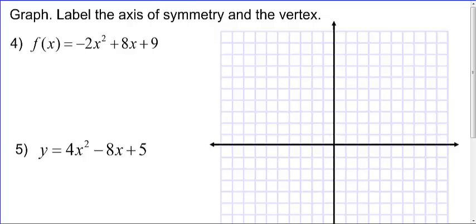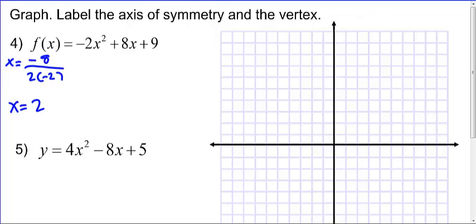Onward. All right, let's take a look at this. We're going to use this same thought process to graph. We'll label the axis of symmetry and the vertex. So here we go. Let's start by finding that key information. The axis of symmetry, x equals negative b, which in this case would be negative 8, all over 2a, so 2 times negative 2. So our axis of symmetry is x equals 2.